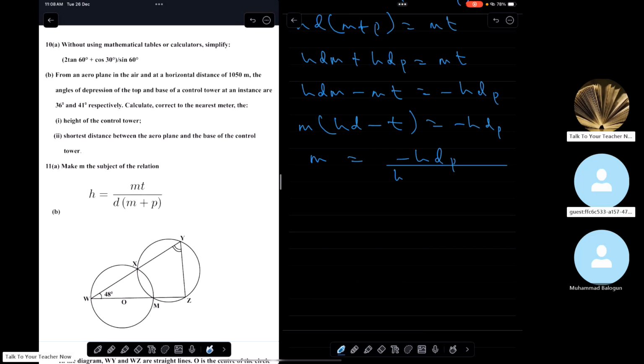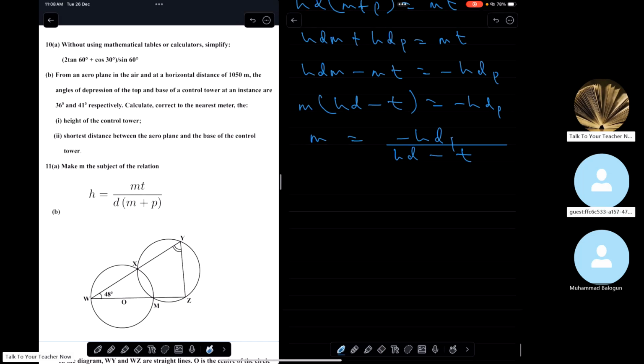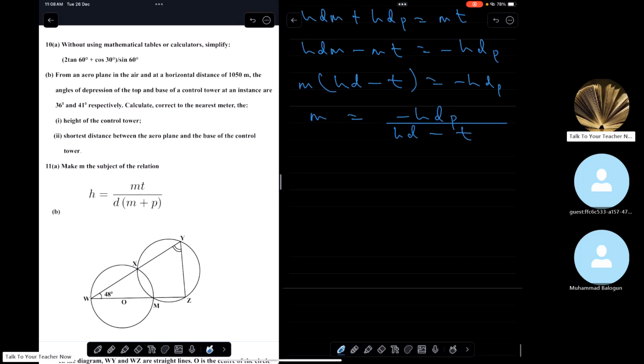Beautiful. You see, I'm not in doubt that Mohammed is smart. He might not have had as much time as Ajara to learn these things, because when we learn it, he gets it. Let me write it the way Ajara wrote it. I can bring out a minus in the denominator. It becomes minus HDP over minus into brackets minus HD plus T.